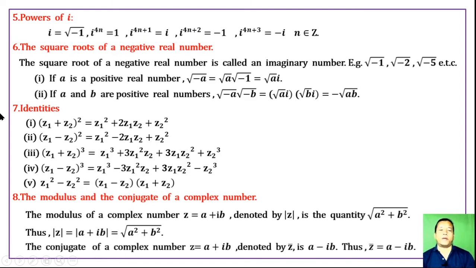The conjugate of a complex number Z equal to A plus IB, denoted by Z bar, is A minus IB, which is obtained by changing the sign of the imaginary part. If it is plus B, it should be minus B. Thus Z bar, the conjugate of Z, is equal to A minus IB.